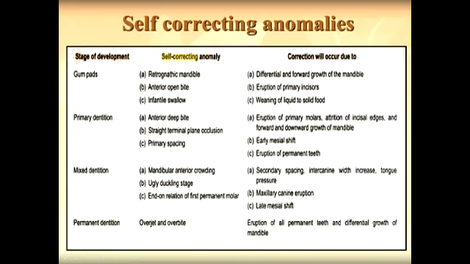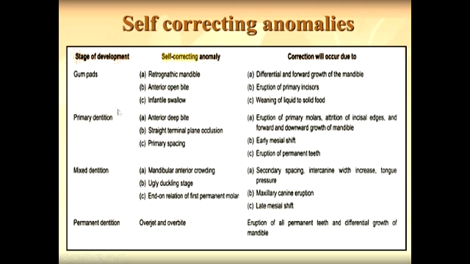Self-correction anomalies. Here in this chart we can see the stage of development, the self-correcting anomaly, and the cause of correction. During the gum pad stage: retrognathic mandible, anterior open bite, infantile swallow. The correction will occur due to the differential and forward growth of the mandible, eruption of the primary incisors, and changing from liquid to solid food.